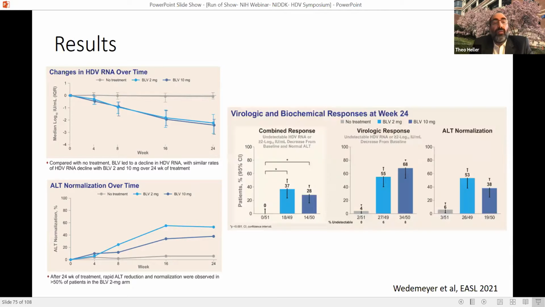Next slide, please. And if you look at the center panel, which is undetectable HDV RNA or more than 2 log reduction in HDV RNA, a decrease from baseline, the 2 milligram group, 27 out of 49 patients met that, and 34 out of 50 met that in the 10 milligram group. Next slide, please.